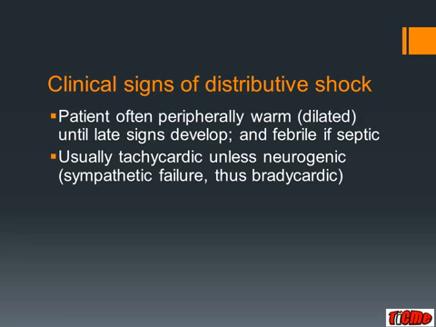The clinical signs of distributive shock make sense. So you've got dilated peripheries, so the patient's often warm. And this usually stays this way until very late. Remember, if they're septic, they'll often be febrile, and they're usually tachycardic, unless, of course, it's neurogenic shock.